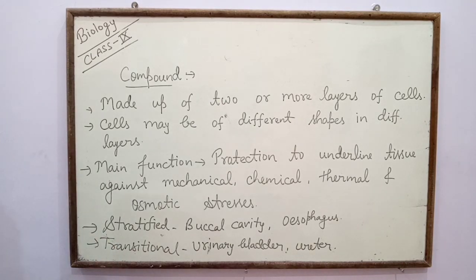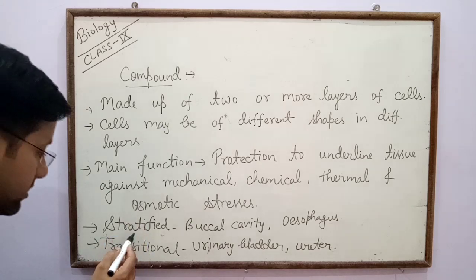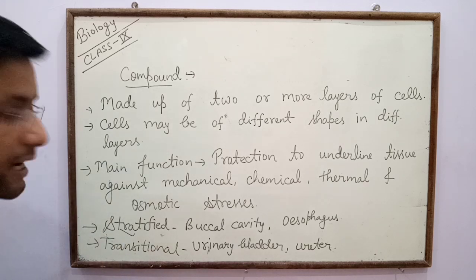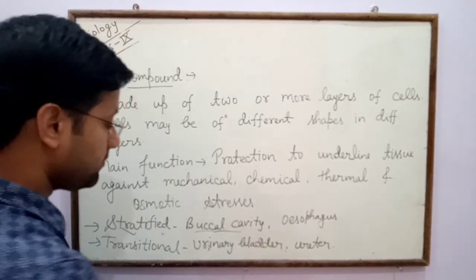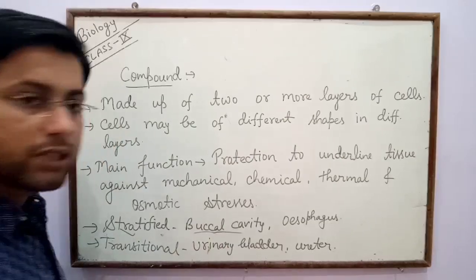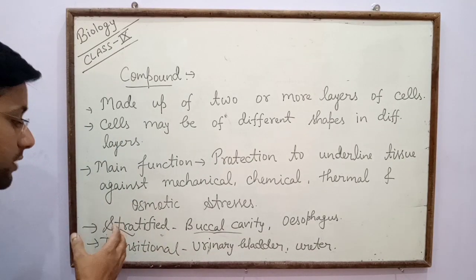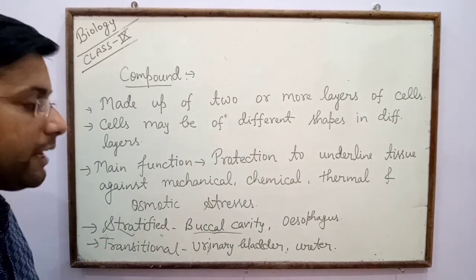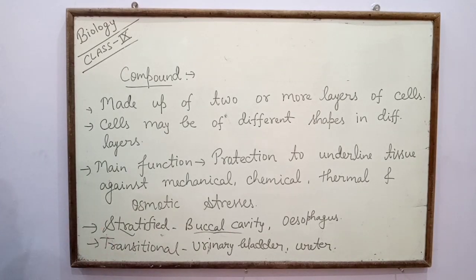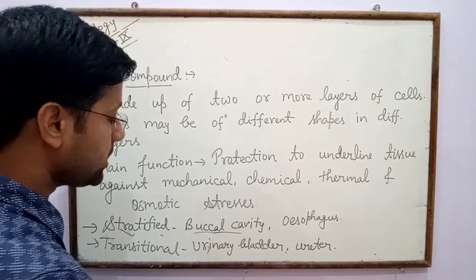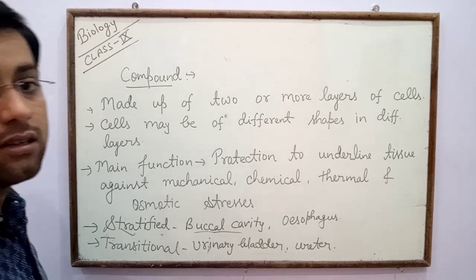In compound epithelium, there are two main types, stratified epithelium and transitional epithelium. Stratified epithelium is commonly present on the surface of the buccal cavity and esophagus. The buccal cavity or mouth cavity is the inner space of our mouth. So stratified compound epithelium is present in the buccal cavity and esophagus, while the transitional compound epithelium commonly occurs on the surface of the urinary bladder and ureter.